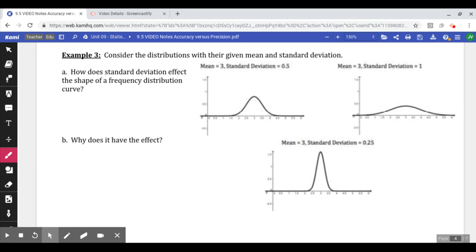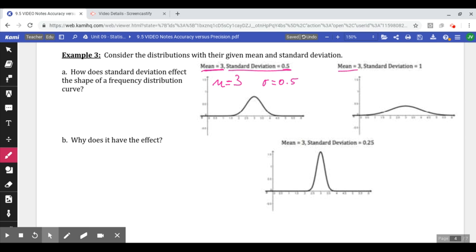In example 3, we're going to consider the distributions with their given mean and standard deviation. We have 3 of them here, so they're a little bit hard to read. Here the mean is 3. Hopefully you can see that there at home or wherever you're listening or watching this video. Standard deviation is 0.5. So the mean we say is this symbol right here. So the mean, it's a lowercase Greek letter mu. The mean for this one is 3 if you can't see that, and the standard deviation is 0.5.